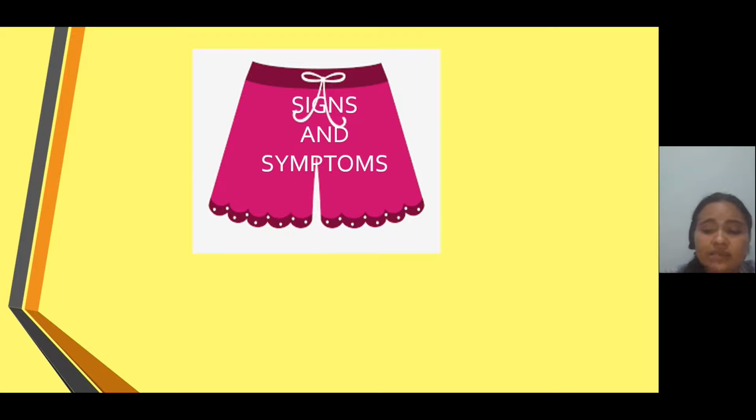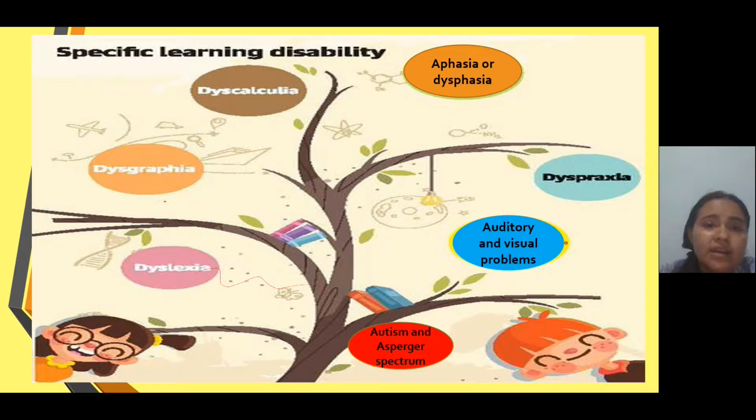There are some signs and symptoms, for example, in specific learning disabilities. We can mention some of them. There is dyslexia, which has to do with reading. Students with dyslexia cannot read very well, or they read but they don't understand the word or the sentence or the paragraph according to their age or their reading abilities. They have big problems with this.